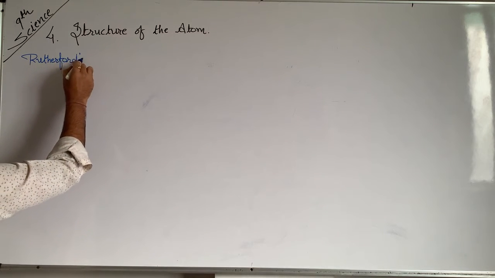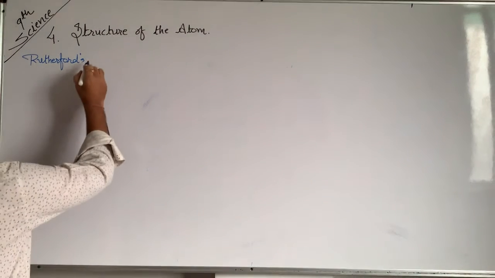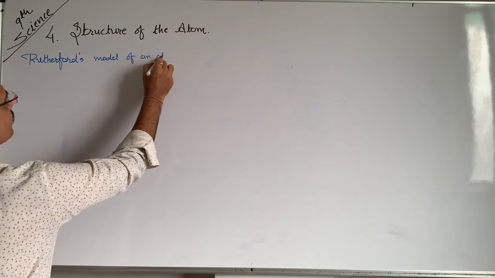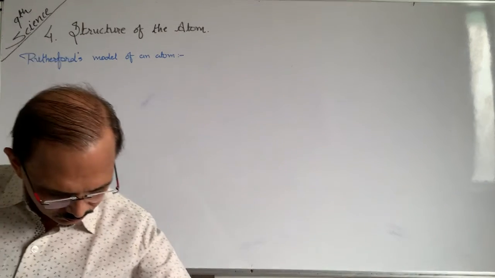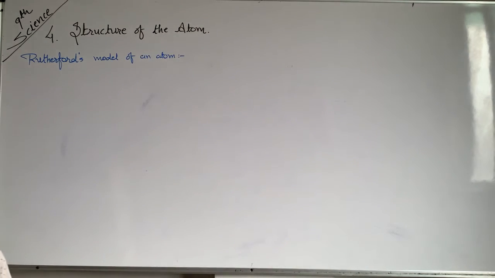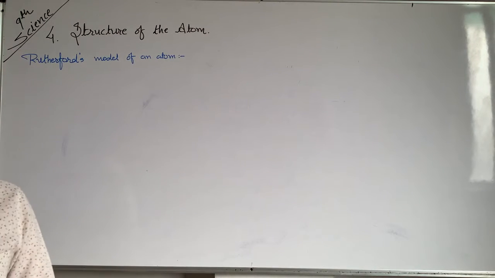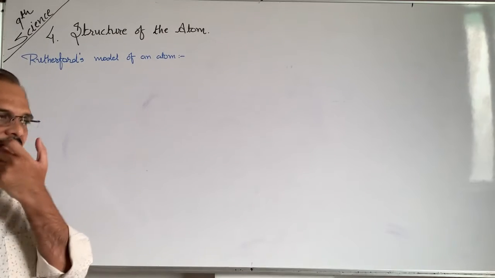Rutherford's experiment or model of an atom. See, for the first time, Ernest Rutherford performed the alpha scattering experiment. On the basis of this alpha scattering experiment, he proved the amazing thing about the atom that you know today. See, the experiment is what?